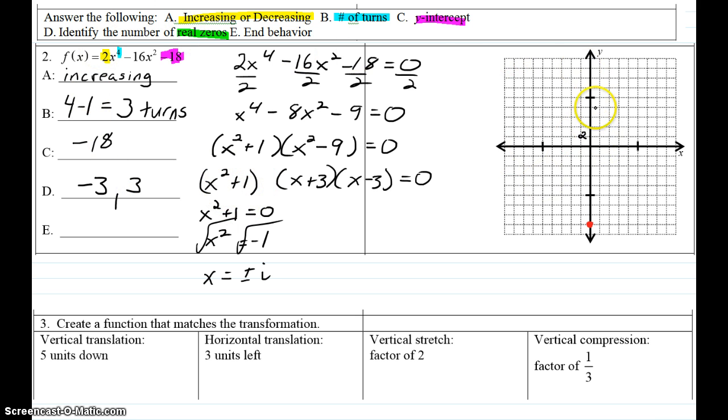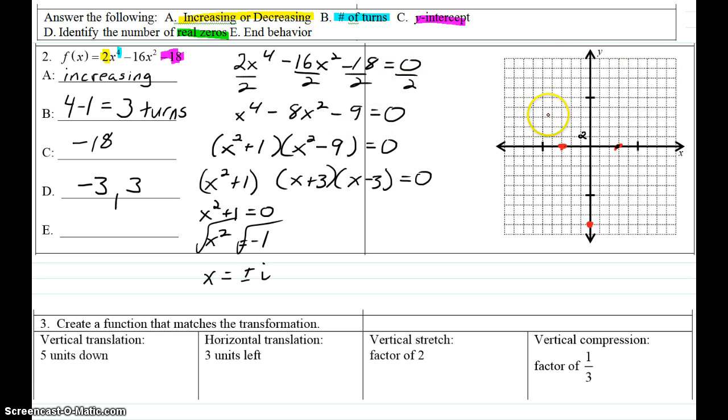Now even though I counted by 2's here, I'm going to count by 1's on the x-axis, so I'm going to graph those here. So we have the 3, negative 3. And so think about what a degree 4 function is going to look like.